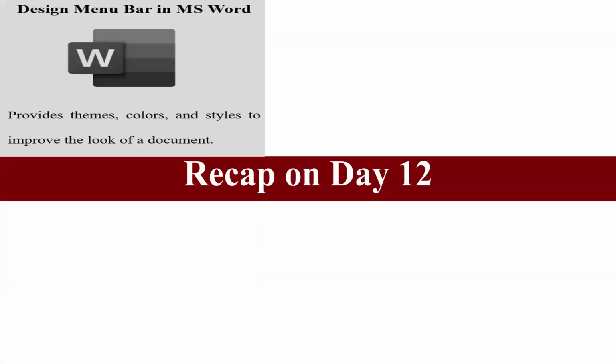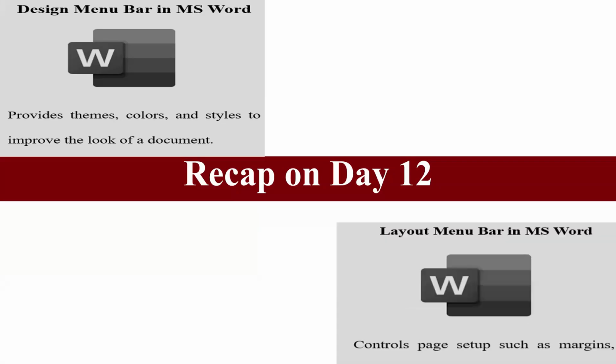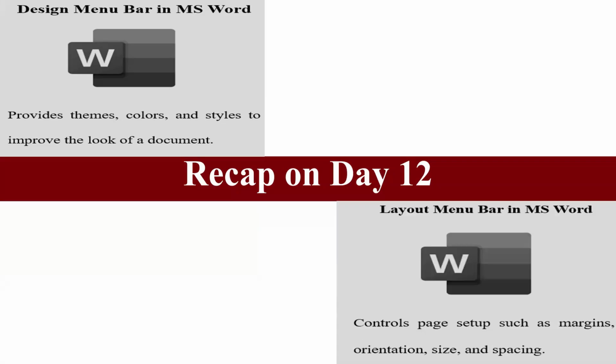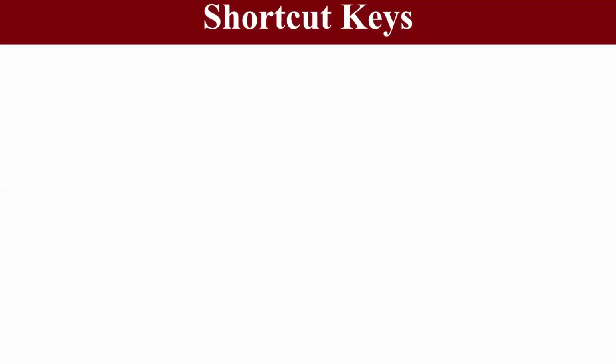Yesterday, we discussed how to design the menu bar in Microsoft Word, providing themes, colors, and styles to improve the color of a document. We also discussed the layout menu bar in Microsoft Word, that is, it controls page setup such as margins, orientation, size of your paper, and spacing. Then today we are going to discuss shortcuts in Microsoft Word, all the shortcuts you need to make your work easier and faster.